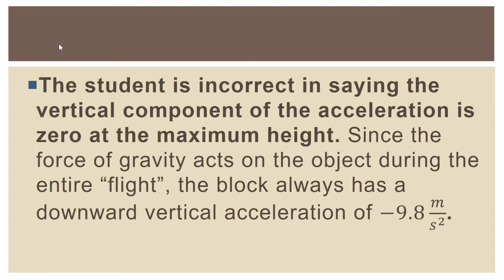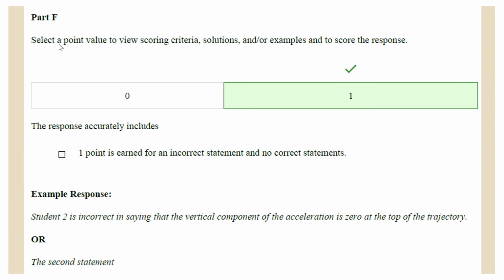But as always here, the scoring guide is boring. It just says incorrect statements and no correct statements. And then there's the statement, vertical component of the acceleration is 0 at the top of the trajectory. Or you could have said the second thing. Take a second to pause this video and make sure you understand all aspects of that scoring guide. And when you hit play, we will move on to part G.